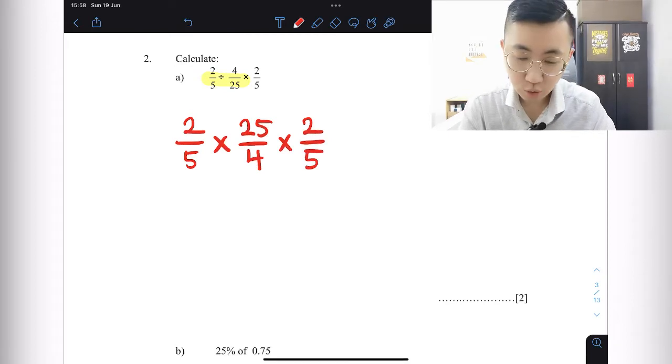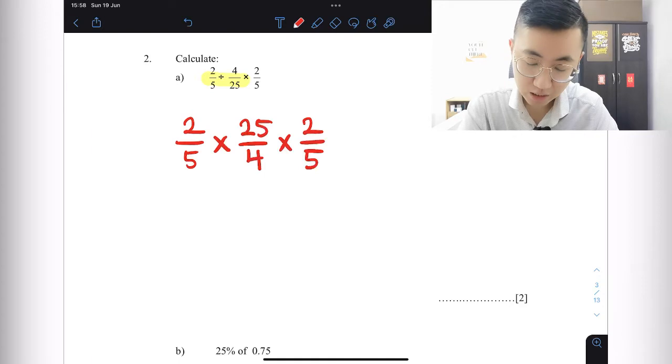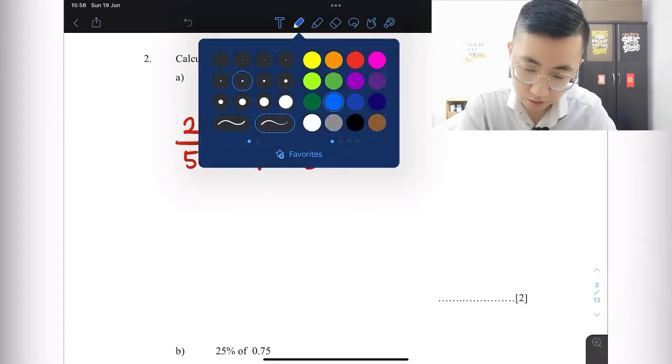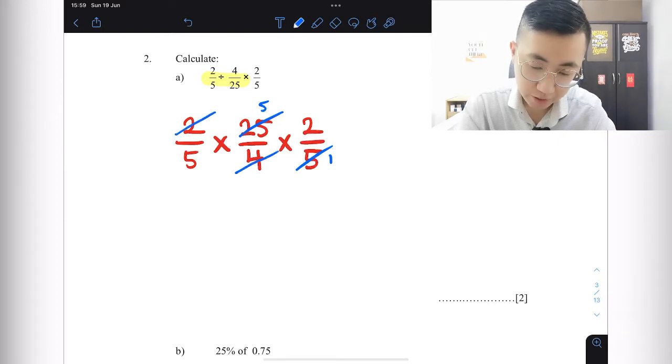This is a non-calculator based paper, therefore we need to try to simplify as much as possible. So teacher will start now. Here 25 and 5, you can actually simplify. This will become 5, this will become 1. Another one you can simplify is 2 and 4 here. This will become 1, this will become 2. And then continue to slowly simplify. Can you see that there's actually 2 and 2 here? So you divide them by 2, you become 1 and 1 each.